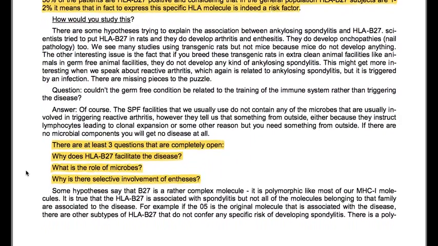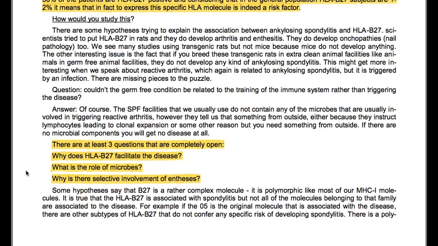How would you study this? There are some hypotheses trying to explain the association between ankylosing spondylitis and HLA-B27. Scientists tried to put HLA-B27 in rats and they develop arthritis and enthesitis. They do develop onychopathies, nail pathology too. We see many studies using transgenic rats, but not mice, because mice do not develop anything. The other interesting issue is the fact that if you breed these transgenic rats in extra clean animal facilities, like germ-free animal facilities, they do not develop any kind of ankylosing spondylitis.